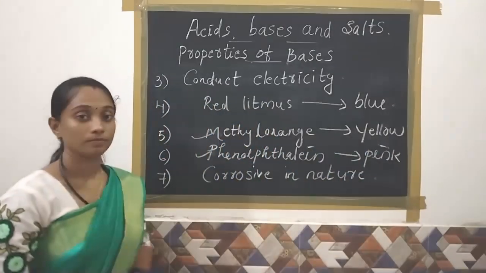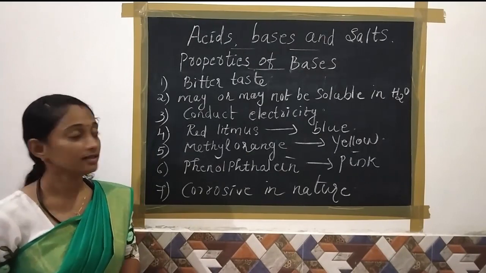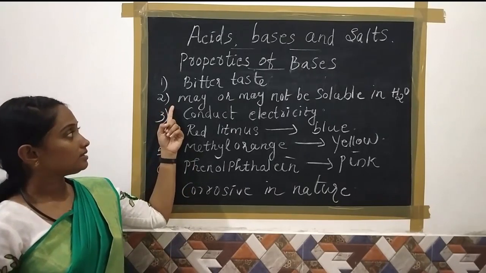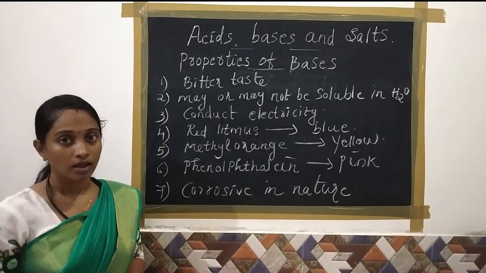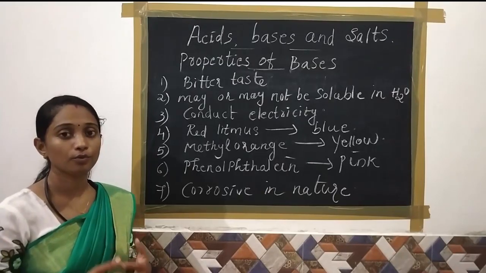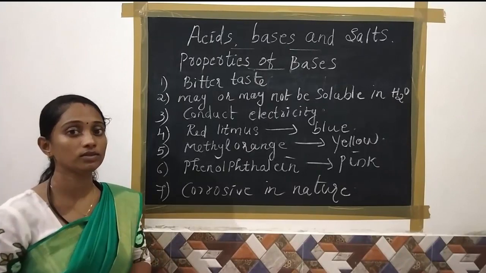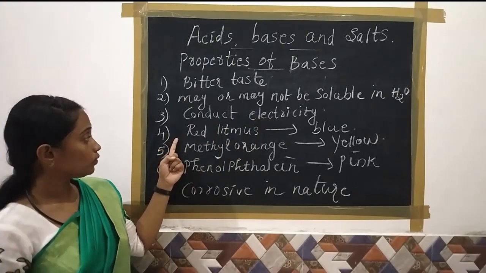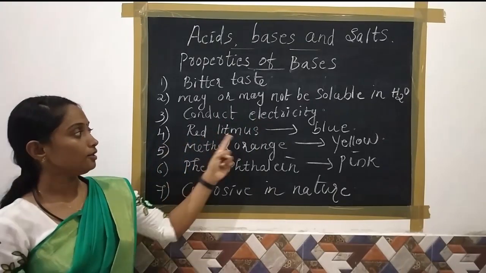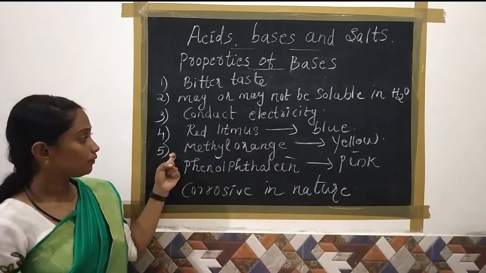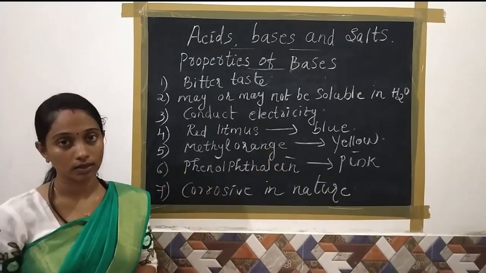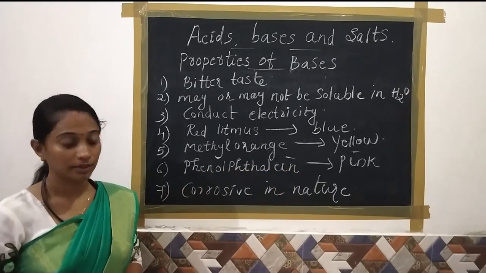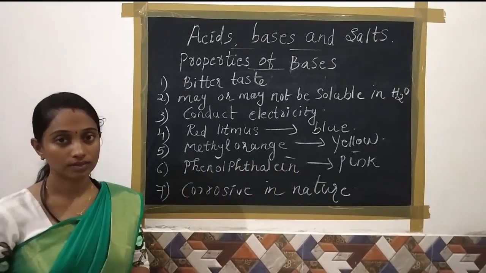Let us see the properties of bases once again. The first property: all bases are bitter in taste. The second: bases may or may not be soluble in water, and when they dissolve in water they produce OH minus ions, which are called hydroxide. The third: they conduct electricity. The fourth: all bases turn red litmus paper to blue. The fifth: methyl orange gives yellow color. The sixth: bases give pink color in phenolphthalein. And the seventh: all bases are corrosive in nature.